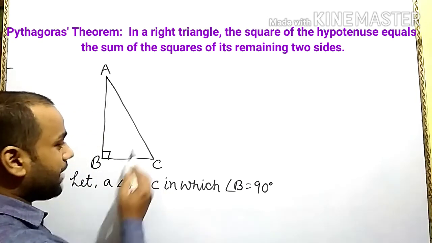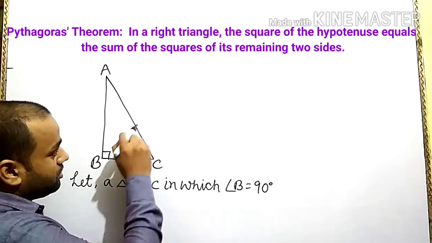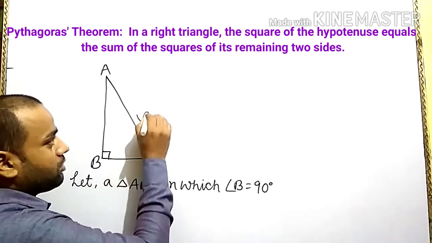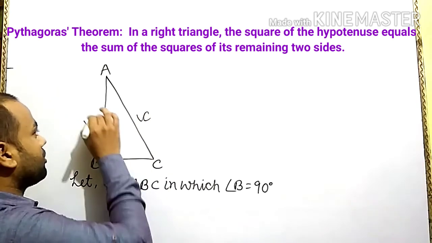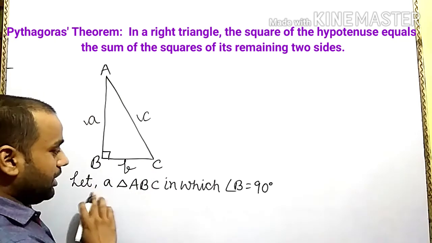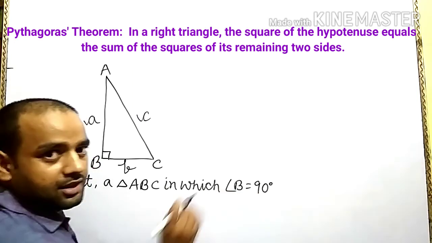In a right triangle, the hypotenuse is always the side opposite the 90 degrees. Here AC, which is opposite the 90 degrees, is denoted by small c. Is it clear? Also denote this side by small a, or this side small b. So let a triangle ABC in which angle B is equal to 90 degrees.